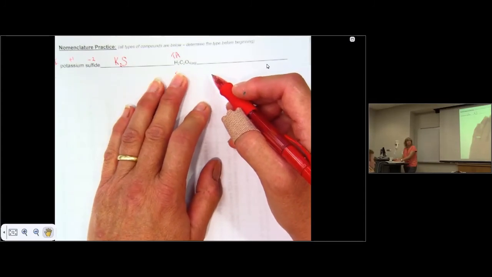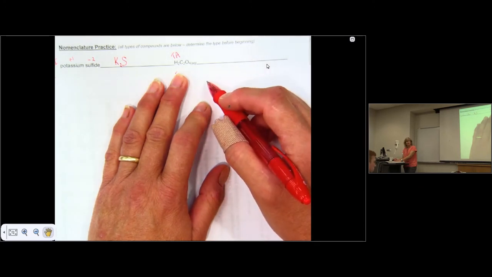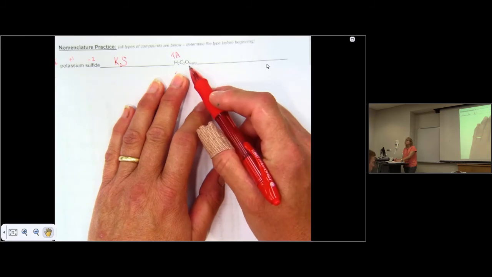All right, go over to this one. I have told myself it's a tertiary acid. That means that it has a polyatomic ion in it. Who is the polyatomic ion?